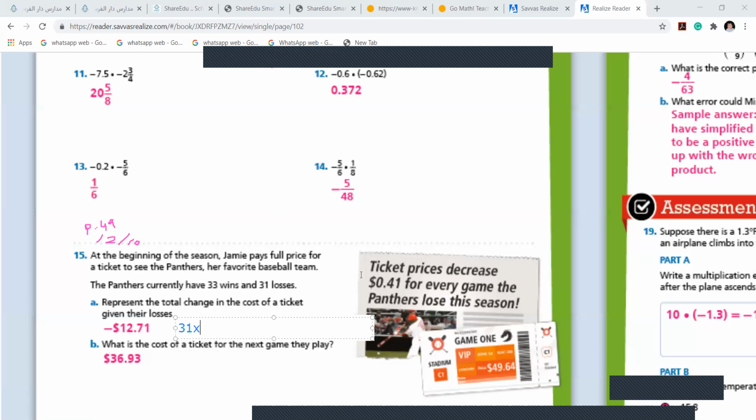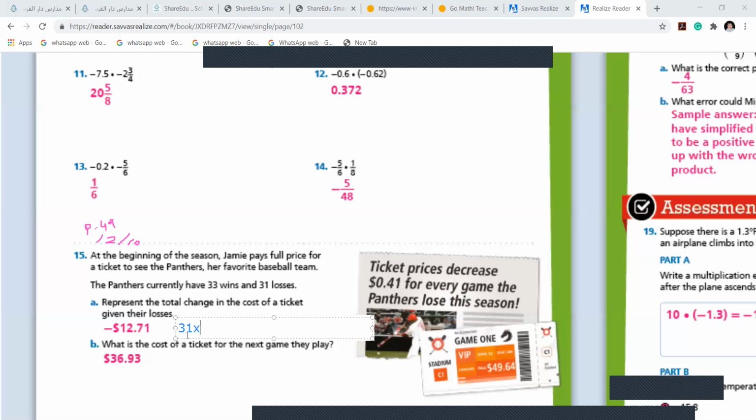Look at the picture. Ticket price decreases by how many dollars for one game? Look, ticket prices decrease $0.41 for every game. They give you in the newspaper here. Look at this paper. Ticket prices decrease by $0.41 for every game.